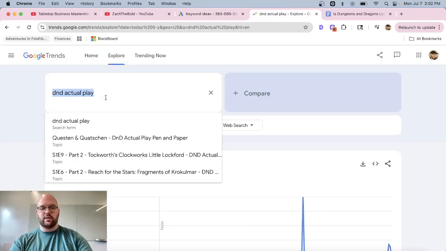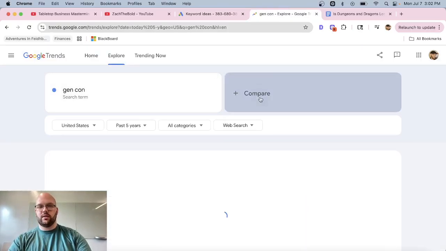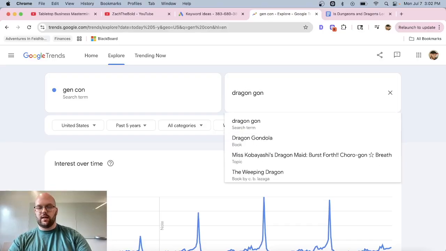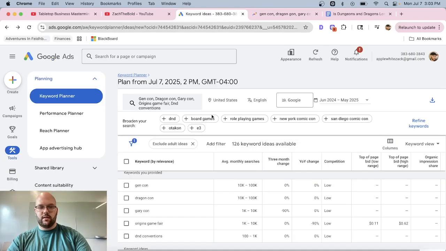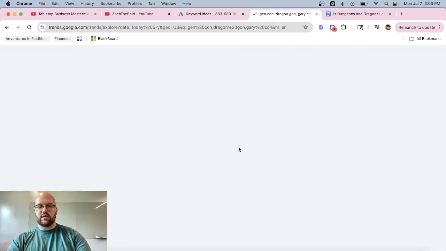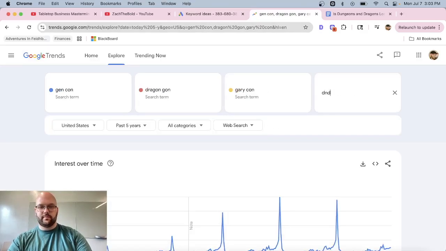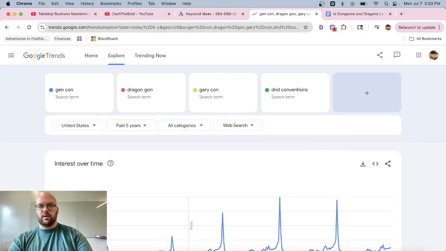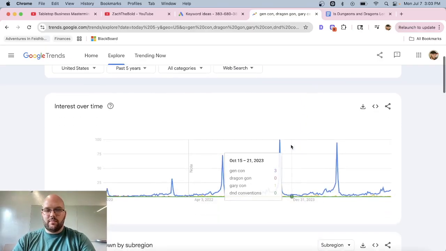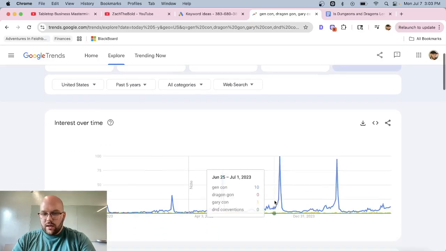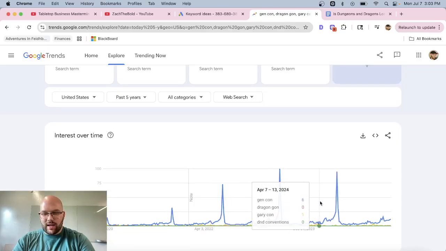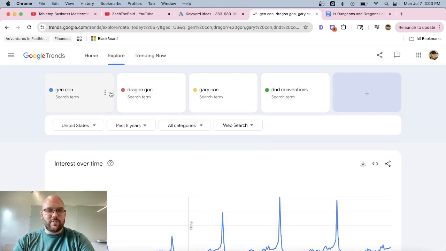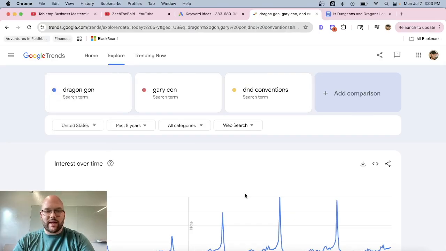Okay, so here we have Gen Con, Dragon Con, Gary Con, and D&D conventions. And we're going to see heavy seasonality here, I think, because a lot of people are only searching them as they go. Jesus, Gen Con is such an overperformer in this. We're going to remove Gen Con, and we're going to come back to it and just look at it all on its own.